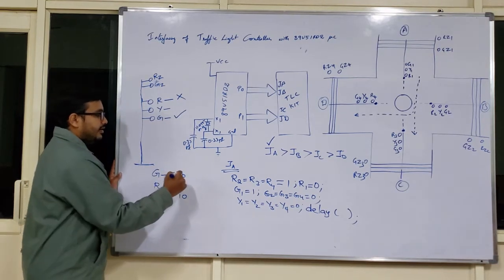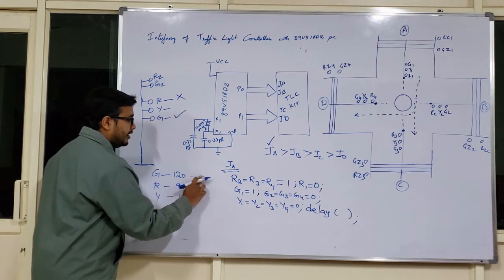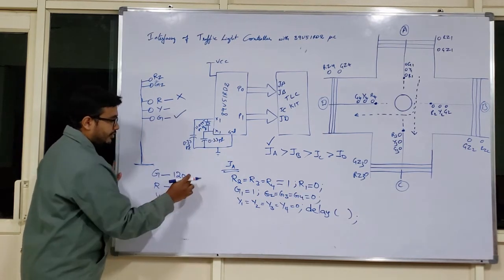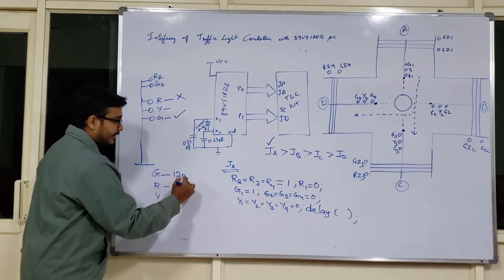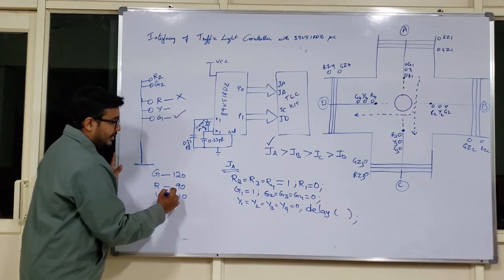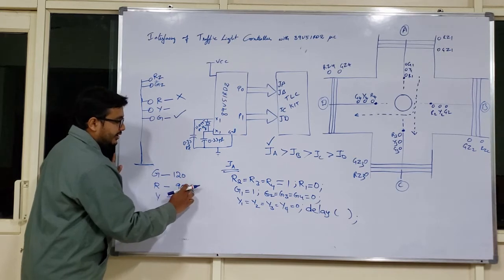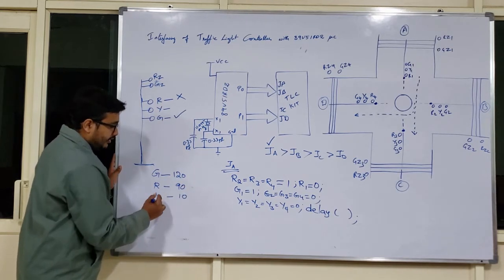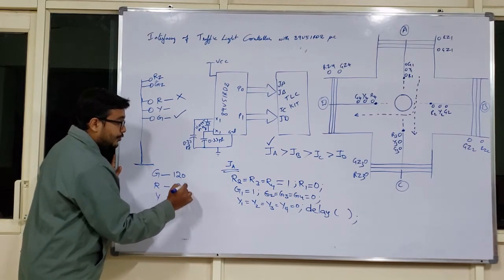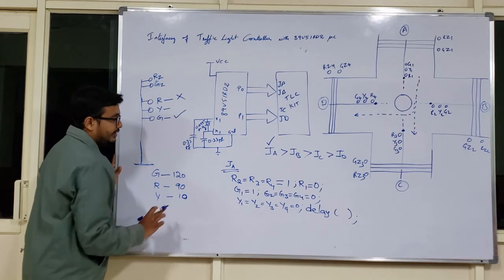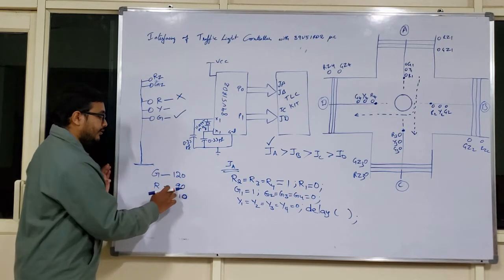Green indicates there is a flow of vehicles from one direction to either of the directions, or from one road to either of the roads. That is why I have taken a high amount of time for the green lamp, and the red lamp indicates that for this much time you need to stop the vehicles. And yellow indicates that in this 10 seconds duration you have to completely slow down the vehicle, in the sense that you need to stop the vehicle. That is the meaning of this.